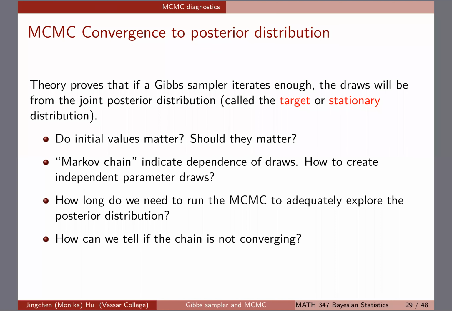Open-ended, of course. Okay, anybody want to make any comments on any of these four questions? Anyone? Yes. For the fourth question, you could graph the values that you're drawing and visually assess whether they seem to be getting closer together.